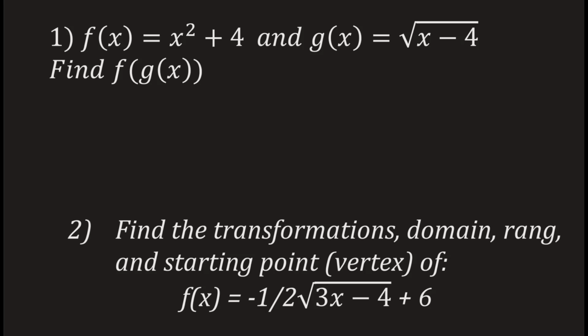Now, what is our initial input here? Our first input? X. We're inputting x into which function? G of x, which was already the input. So is g of x changing at all? No. We're taking the square root of x minus 4 and inputting it into which function now? What comes next? Your f. So we're inputting the square root of x minus 4 into f.